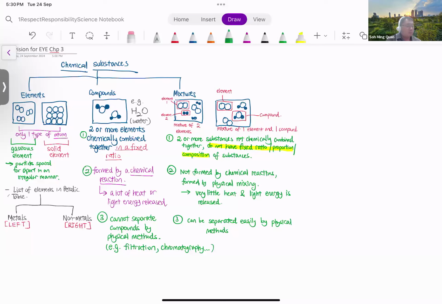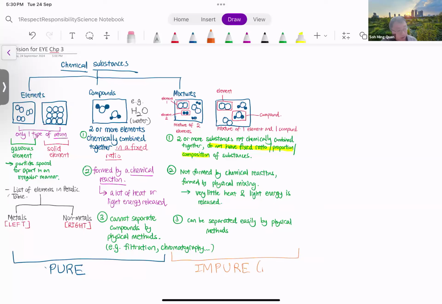Okay, now, so we come to this idea that elements and compounds basically contain only one substance, right? So for example, water, all of it is H2O. It's the same type of molecule. It's the same substance. So basically, elements and compounds are pure, whereas mixtures are impure. Only mixtures are impure.